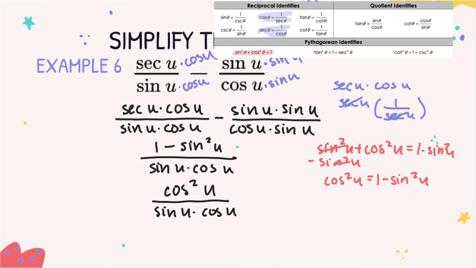So now I have 2 cosines on the numerator and 1 cosine on the denominator. So I can cancel the cosine on the denominator, and all I'm left with is one of the cosines on the numerator and the sine on the denominator. And I see in my identities that cosine over sine is cotangent. So this just becomes cotangent u as the final simplification.